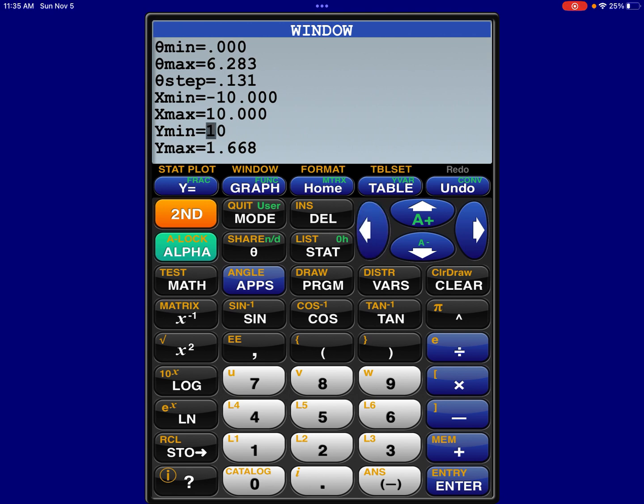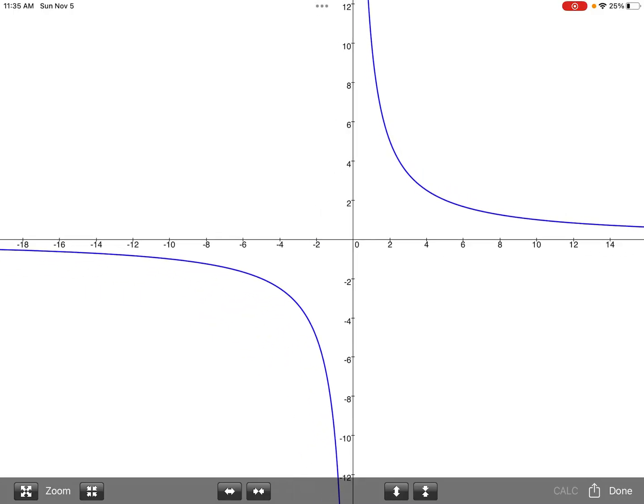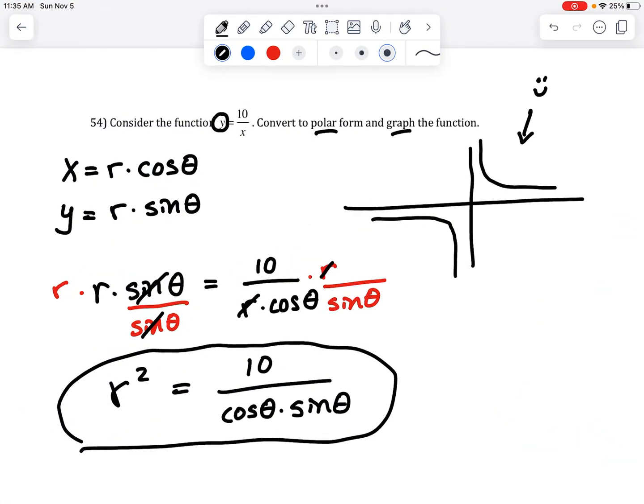Oh, I forgot my negative. That's what it was. Negative 10 to 10. And then graph, and that looks correct. Yay. And, yep, so the happy face is correct.